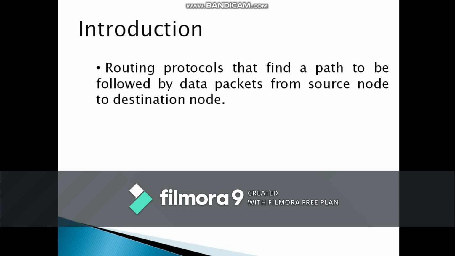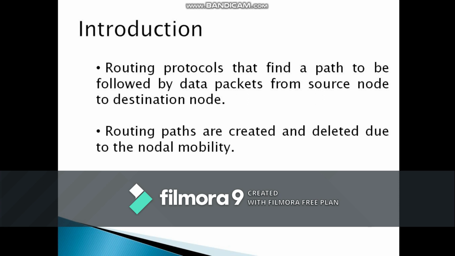The network topology in an ad hoc network changes randomly. Routing protocols find a path to be followed by data packets from the source node to the destination node. In a traditional wired network, infrastructure is fixed, but in the case of an ad hoc network, established infrastructure is absent. Routing paths are created and deleted due to nodal mobility.